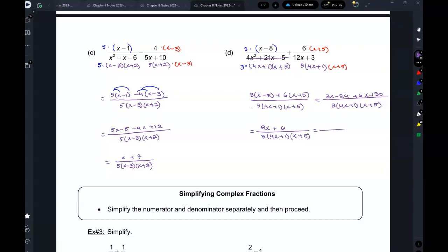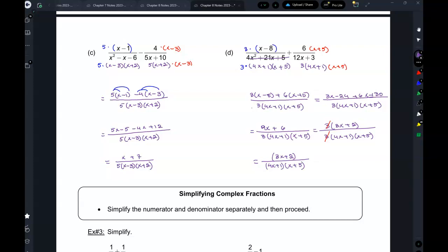No, because just when you thought you were done, you realize you can factor out a 3 from here. So I get 3x plus 2 over 3, 4x plus 1, x plus 5. And now that the numerator and the denominator both have a coefficient of 3, those actually can cancel. So I am left with this very, very cute, simplified 3x plus 2 over 4x plus 1, x plus 5.